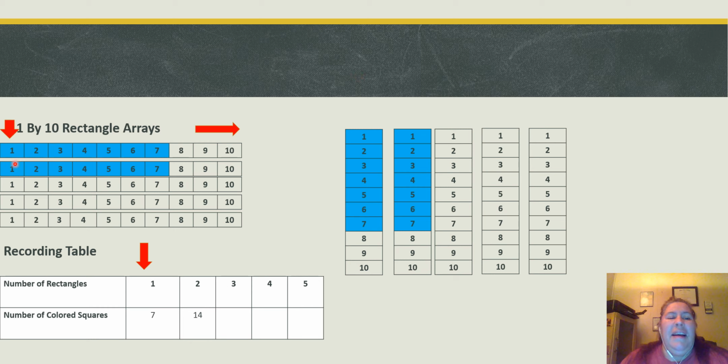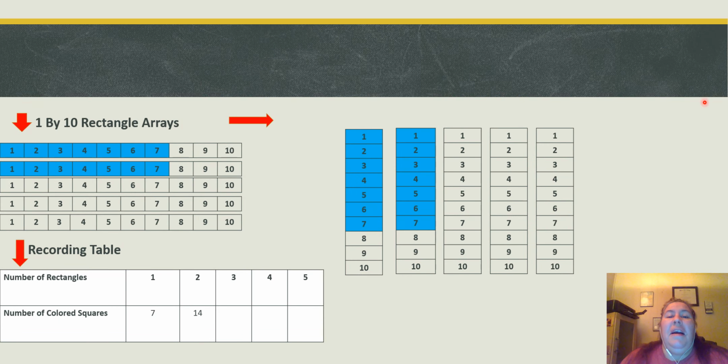Next, I want you to do the same thing in the next rectangle. Color the exact same number of squares as you did in the first array. Only this time on your recording sheet, I want you to mark the total number of colored squares in both arrays. Now repeat this step for the 3 remaining rectangles. Remember, all 5 rectangles must have the exact same number of colored squares.